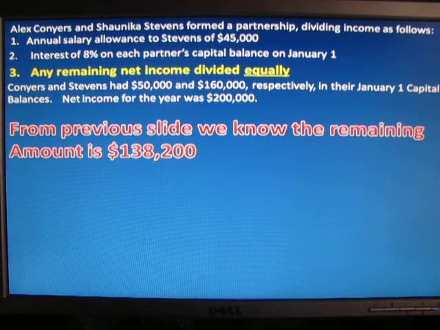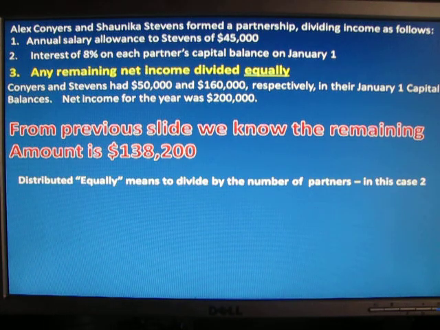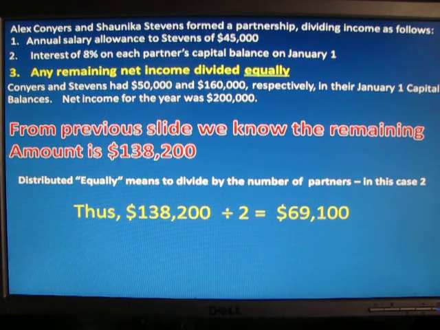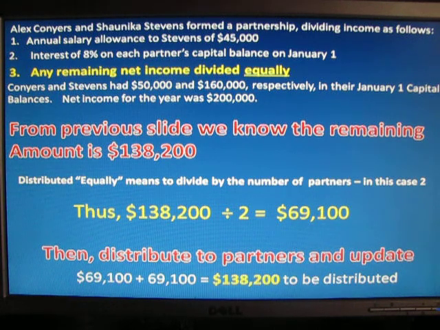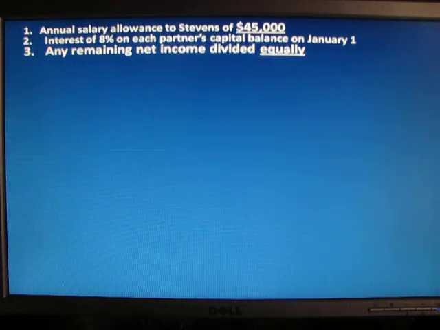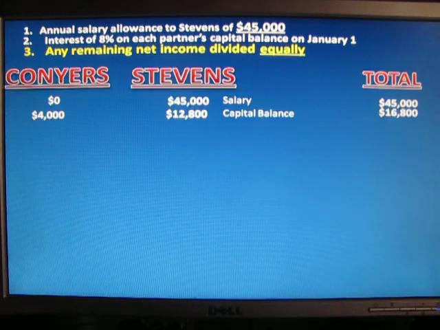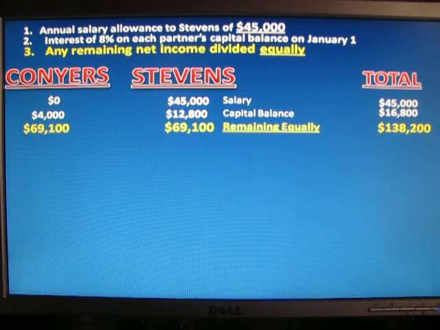From the previous slide, we know that the remaining amount is $138,200. Equally means divide by the number of partners, in this case 2. If we had 4 partners, we would divide by 4. 5, divide by 5. So if we divide by 2, we get that each partner should get $69,100. So we distribute it to the partners and update our schedules. So each partner is going to get $69,100. So if we distribute that, Conyers gets $69,100 and so does Stevens.